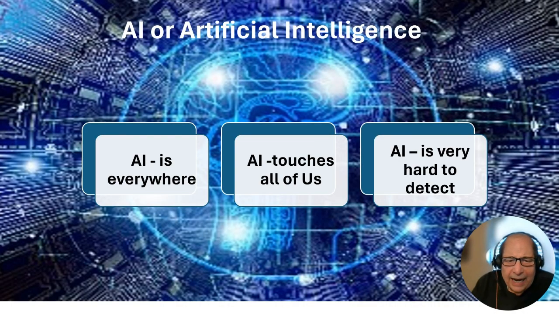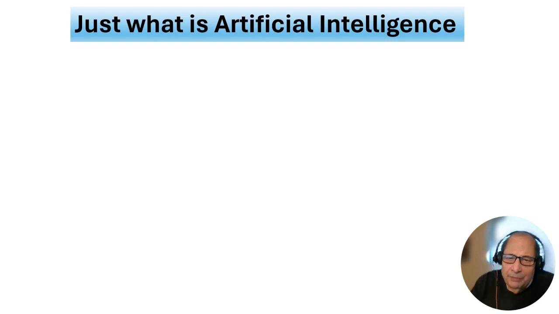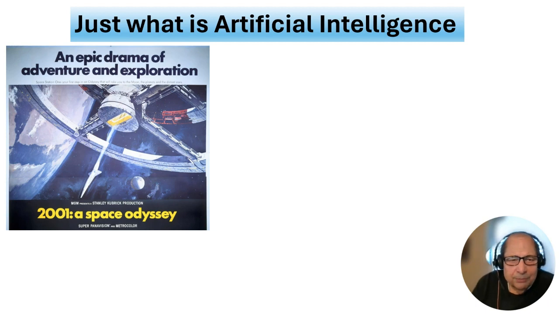AI, that's the acronym for artificial intelligence. It's everywhere. It touches all of us, and it is very hard to detect. Many times you'll probably be sitting there and you'll be talking to someone that you think is a real person, and it could be a robot, or maybe you're texting someone and you think it's a real person and it's a robot here. So just what is artificial intelligence?